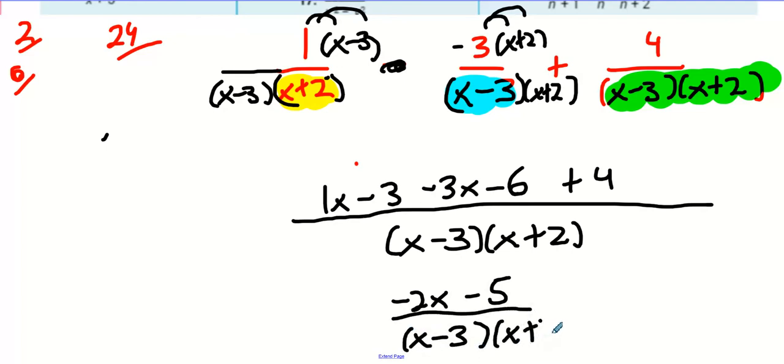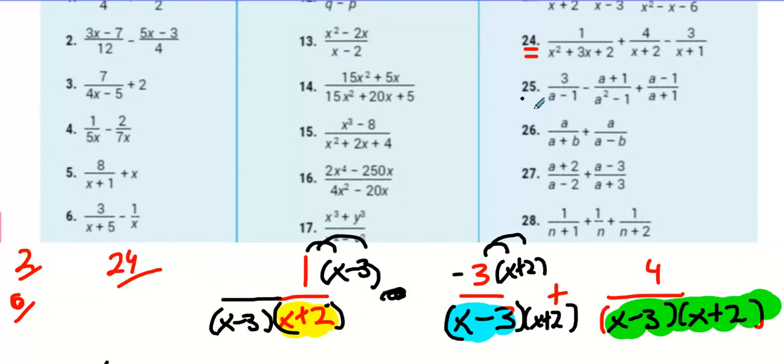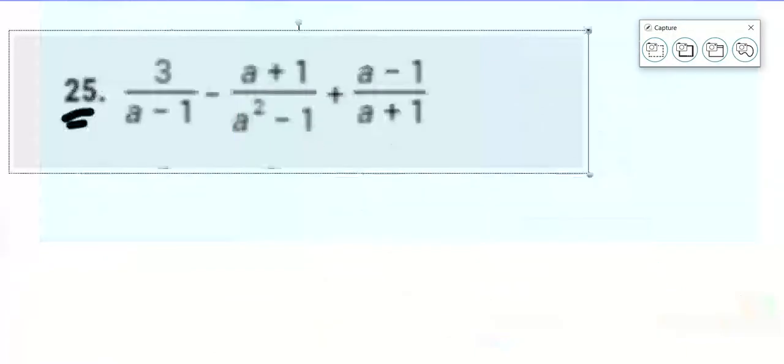That's 24. Given that I did 24, would you guys quickly try 25? I know it's difficult, but I think you can do it. I'll just put it on the board.